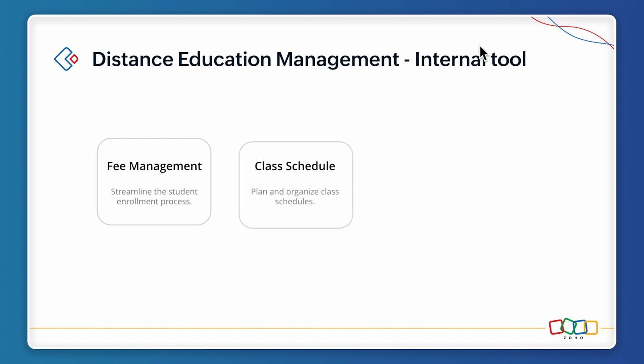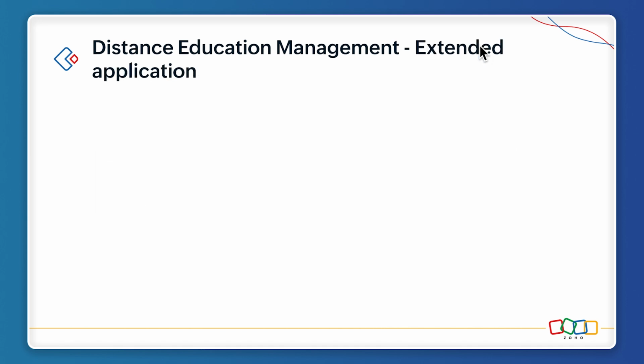And second is the class schedules. I can plan and organize the class schedules, and I can notify the faculties and the students about the class schedules. And also, since faculties are going to be the internal users of our application, I can give internal user access of our application to my faculties, and from there the faculties can get to see the schedules and the payroll details that are going to be sent to the faculties. So these are some things that I can manage as the internal tool of an application.